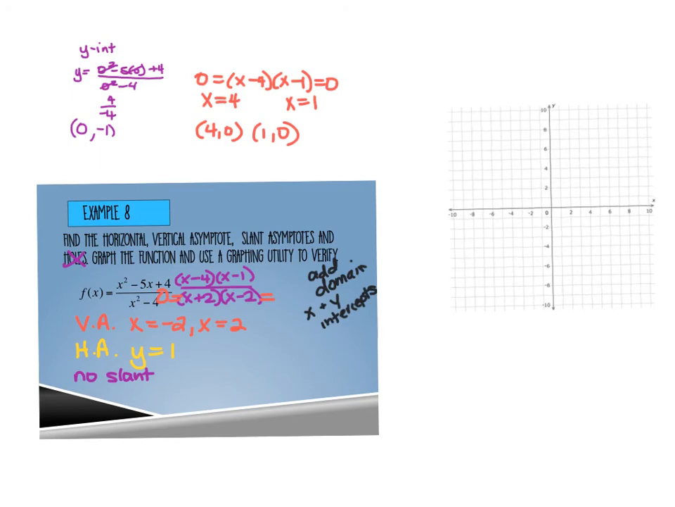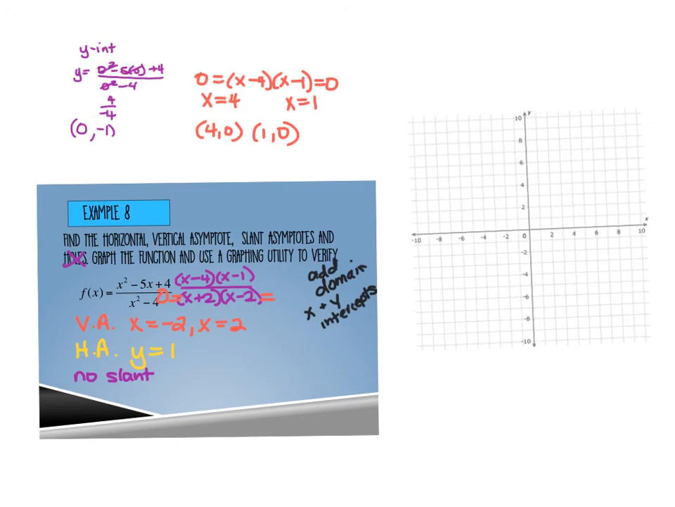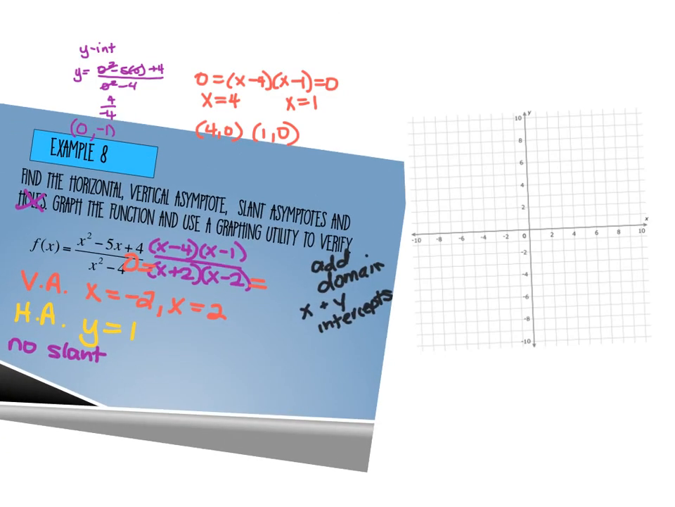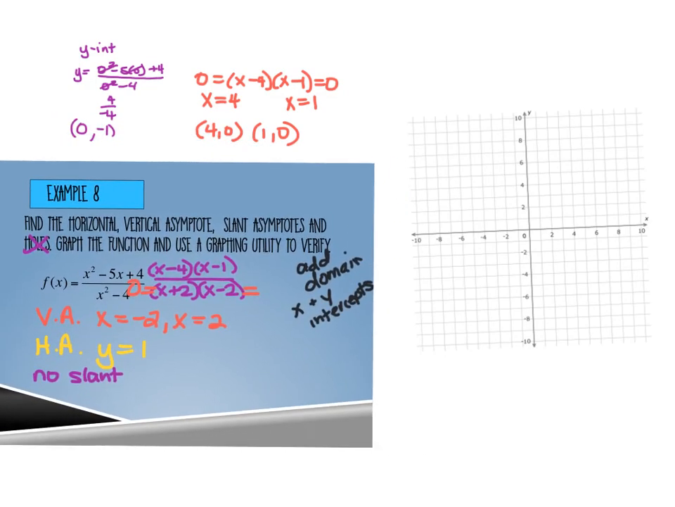Is there symmetry here? Is this symmetric to the y-axis? No. If I plug in a -x, it's going to cancel from the squared term, but not the 5x. So it's not symmetric to the y-axis, which won't help me. And not all the signs are going to change, which would be the origin. That won't work either. So I'm going to start with my vertical asymptotes at 2 and -2, my horizontal asymptote at y equals 1, my x-intercepts at 4 and 1, and my y-intercept at (0, -1).